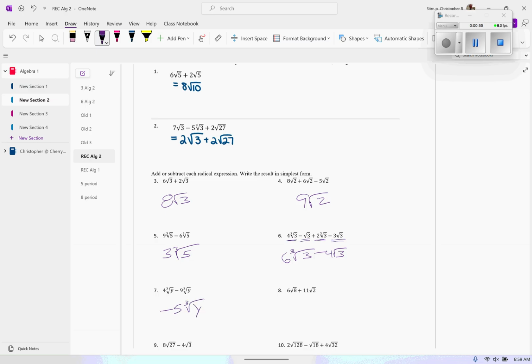Now we have to break 8 down, so that's 4 times 2 plus 11 root 2. Square root of 4 is 2, comes to the outside and multiply. So that's going to give me 33 root 2.